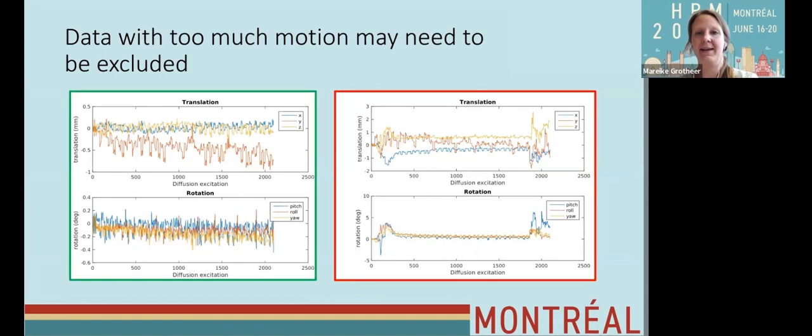I would also recommend paying attention to the output of your motion correction, as this will help you decide if some data may need to be excluded due to excessive motion. For example, eddy will tell you what percentage of slices were replaced and how much motion there was in each direction. This will allow you to make informed decisions on whether some data may need to be excluded.